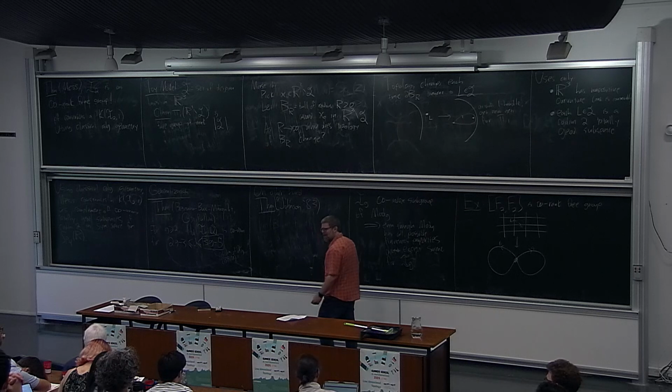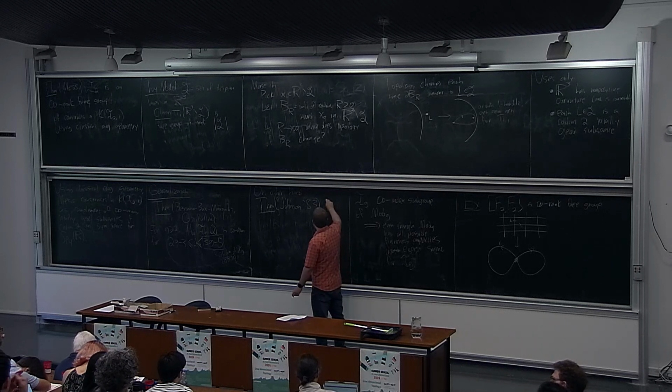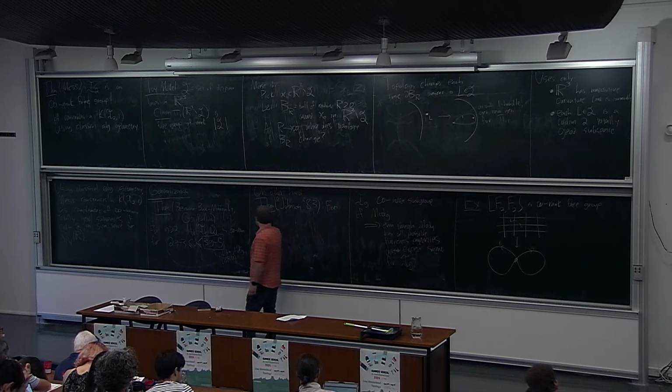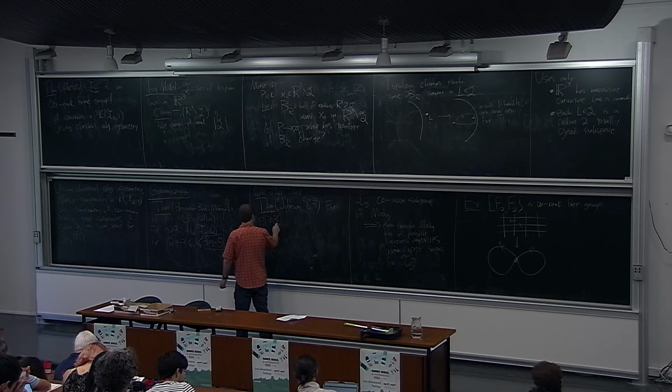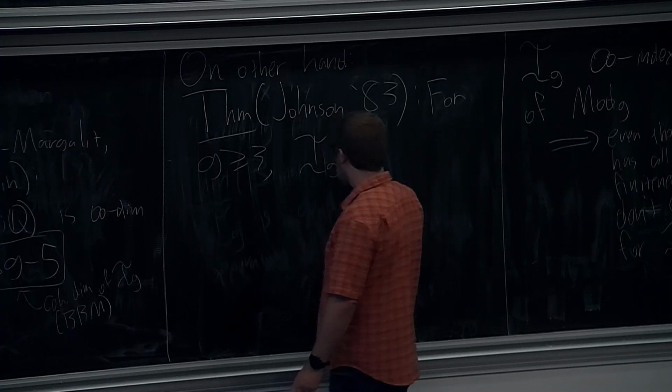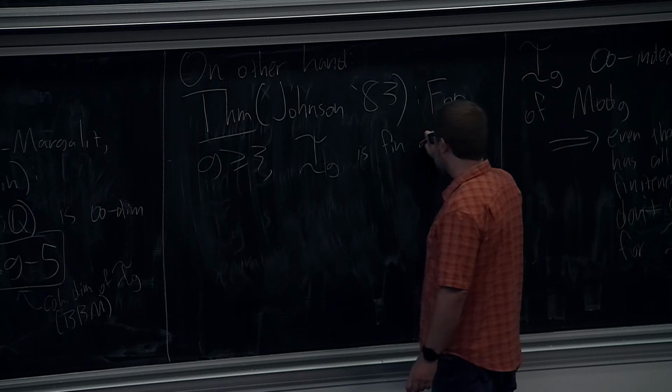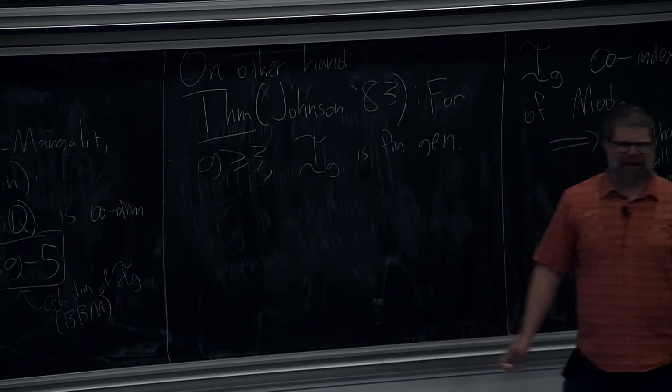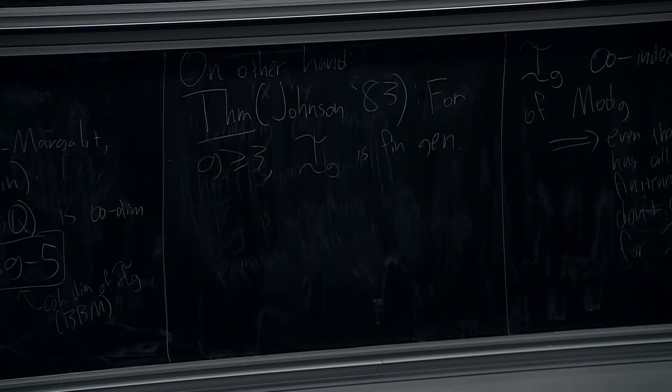The theorem I'm about to state says for g at least 3, the mapping class group is finitely generated. So it's good that these two theorems do not contradict each other. That would be bad news, right? Then we'd have more interesting things to talk about, the self-contradiction of ZFC or something like that.